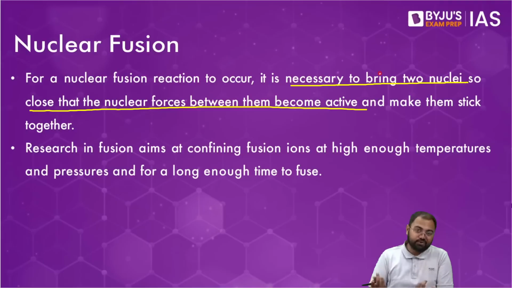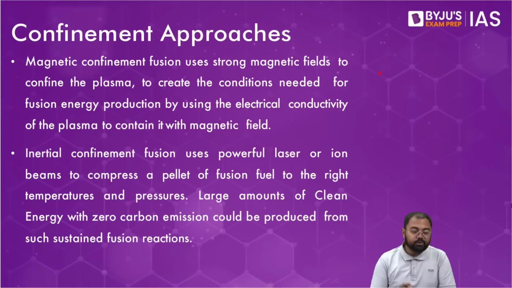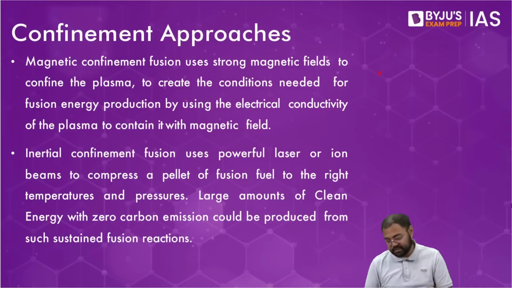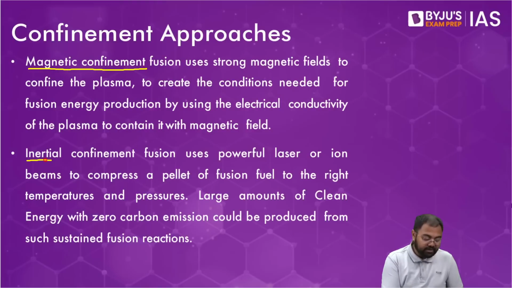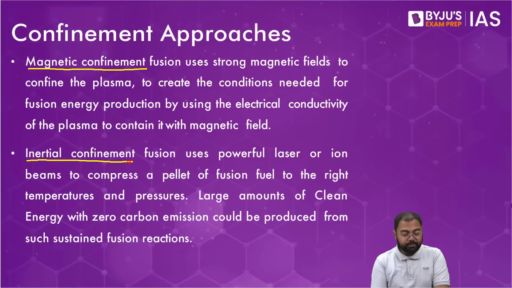this becomes nuclear fusion. Now for this nuclear fusion to occur, there are two approaches that we use. There are two ways in which we try to make this work, and these two ways are called confinement approaches. One called magnetic confinement, another one called inertial confinement. So magnetic confinement is where we use very strong magnetic fields for activating nuclear fusion. For making nuclear fusion happen, we use very strong magnetic fields. That is called magnetic confinement.